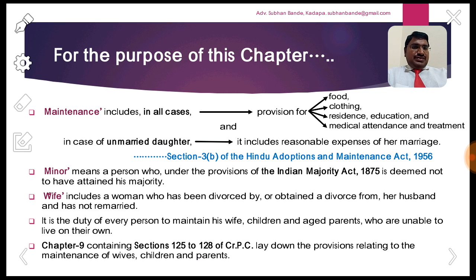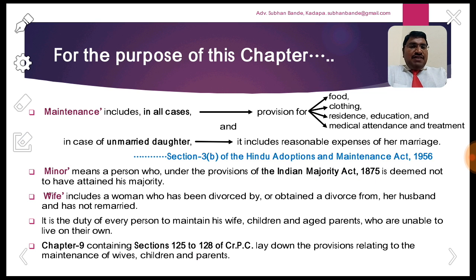For the purpose of maintenance under this chapter, that is chapter 9, minor means a person who, under the provision of the Indian Majority Act 1875, is deemed not to have attained his majority. Minor is a person who has not completed the age of 18 years. Simply, minor is a person who is not a major as per Indian Majority Act 1875. The word minor is not defined under Criminal Procedure Code 1973. We need to use the definition of the word minor, which is defined under the Indian Majority Act 1875.